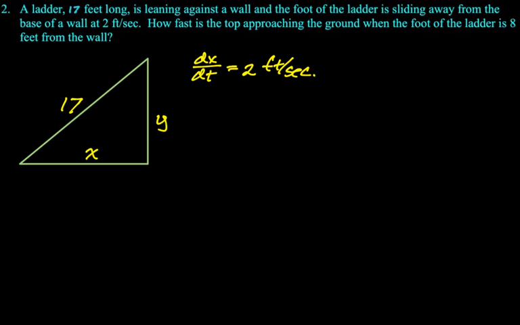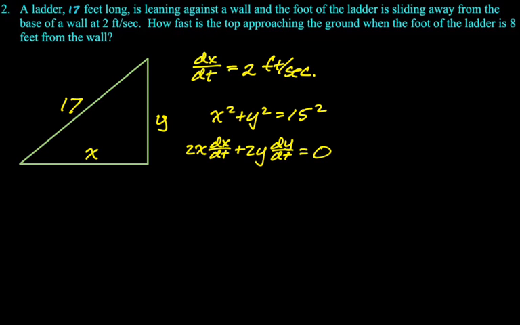All right, now we need a relationship, but this is a right triangle, so Pythagorean theorem. I'm going to take the derivative of everything with respect to time, because things are changing with respect to time. Feet per second, right? Second is time. So the derivative of x squared with respect to time is going to be 2x dx/dt. For y squared, we're going to get 2y dy/dt. And the derivative of 15 squared is 0 no matter what. So now it's just plugging in.